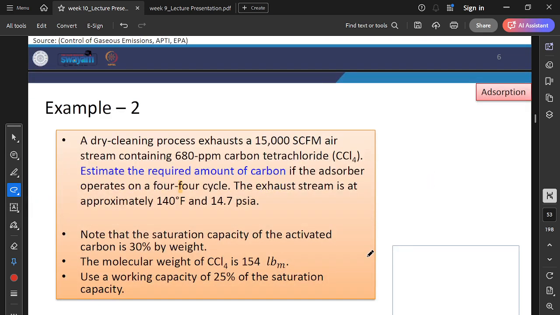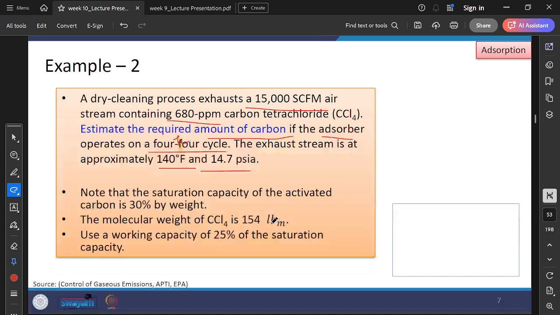Okay. In the second question of the same absorption, a dry cleaning process of exhaust, the same standard flow rate and a pollutant concentration of 680 parts per million are given, with a 4-hour cycle. What is the amount of carbon, that is activated carbon used as absorbent? How much carbon is required? So that is 140 and 14.7, the given actual temperature and pressure.